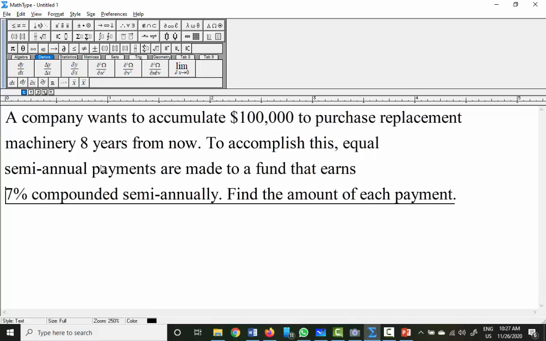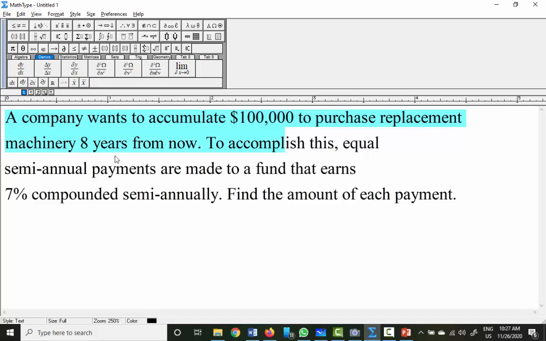Right. So now let us solve this question. A company wants to accumulate $1 lakh, so $100,000, to purchase replacement machinery 8 years from now. That means they need this amount of money after 8 years.